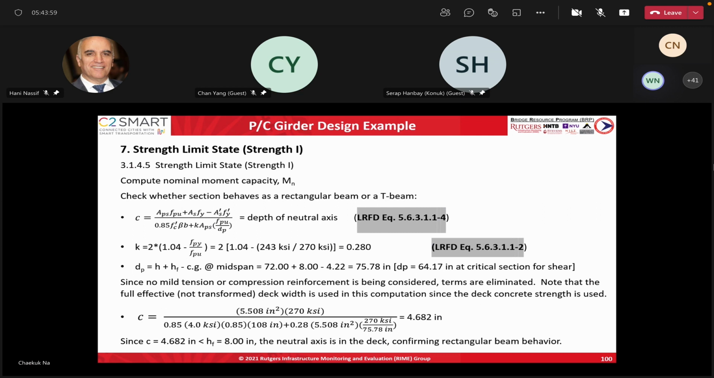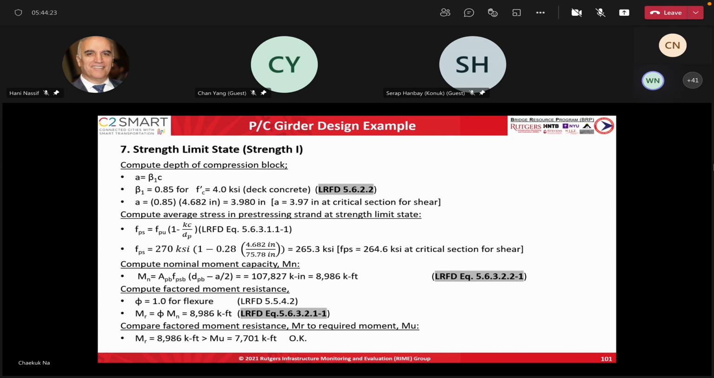We can find C. We need to check if C is in the flange or not. Now the flange is the slab. Our flange is the slab. Otherwise, it would be T-section behavior. Then we would need to use a different equation. Here, instead of b, we need to use bw and so on. It changes a little bit. Next slide.